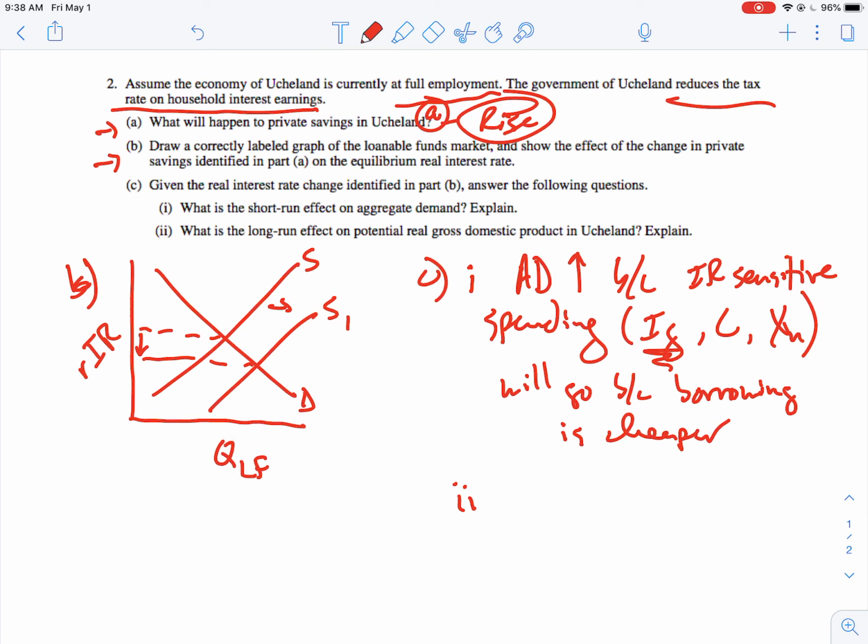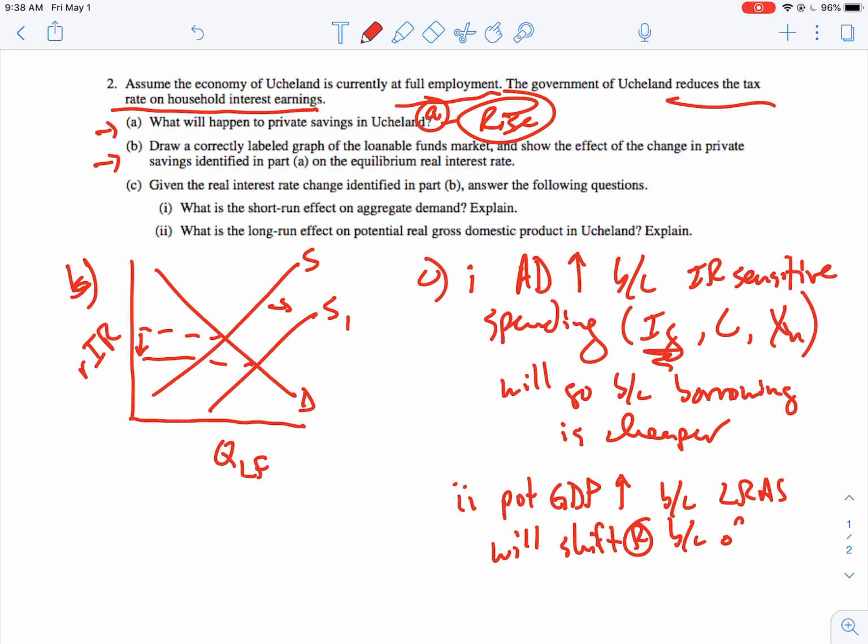And then C2, what is the long run effect on potential GDP? So potential GDP will rise. And that's because LRAS will shift right because of more capital spending or more investment, right? So investment is another way of looking at capital spending.